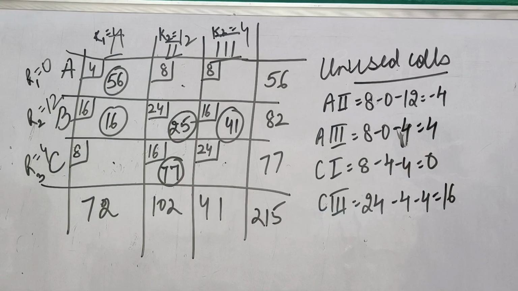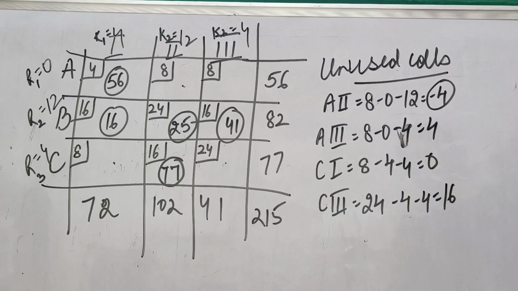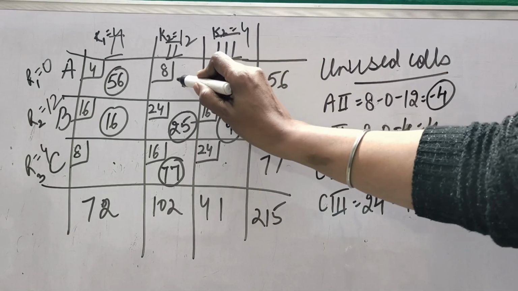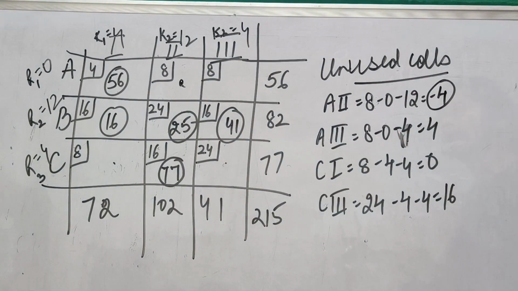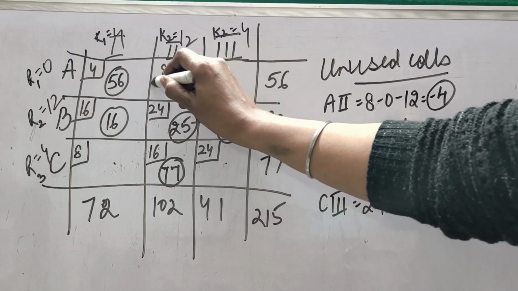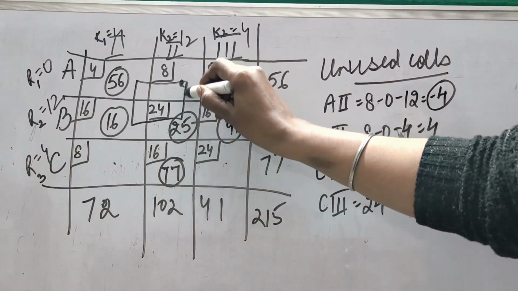16. So now we have to see whether we can proceed further. Yes, because there is one negative value existing. So it means this cell can further reduce the cost. Where is this cell? This A2. So for this cell, you have to design the loop first. If you design the loop, it will be like this, this, and this.